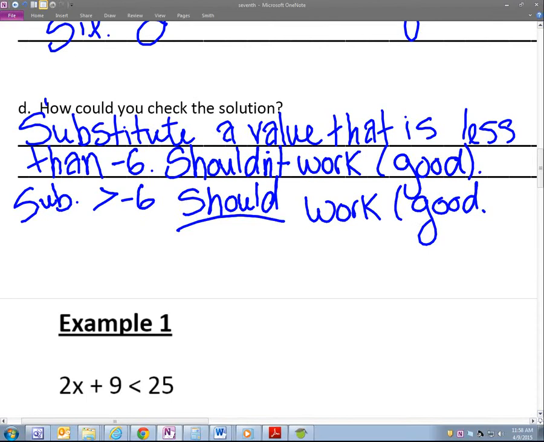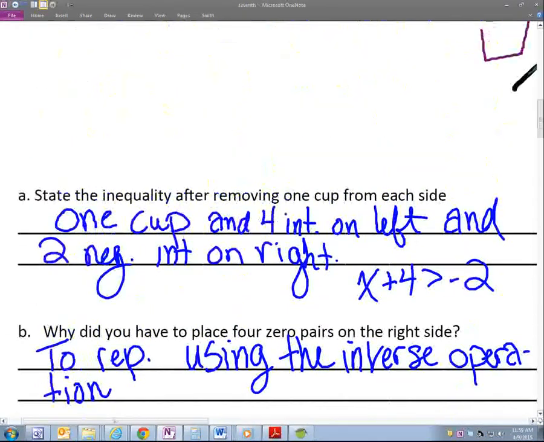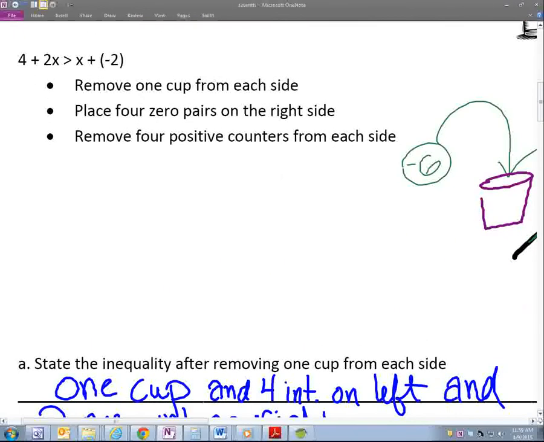Here's what I mean by good. I'll show you in a second. I'll let you copy that down. So you're substituting something less than -6 and greater than -6. So let's plug in a value that's less than -6 and a value that's greater than -6 into this inequality.